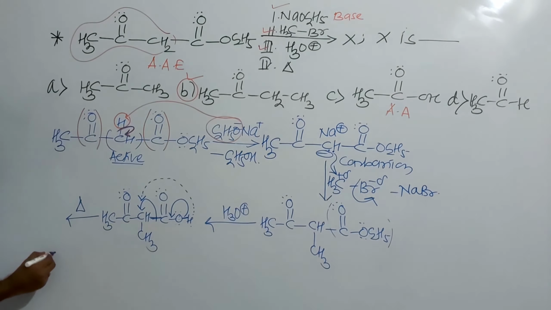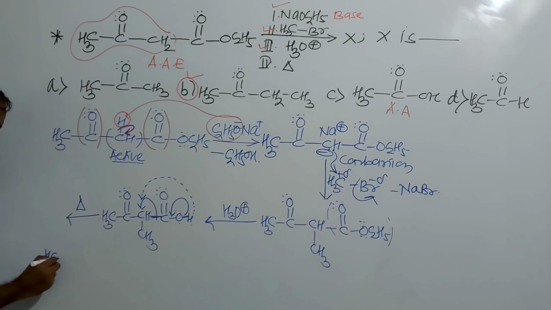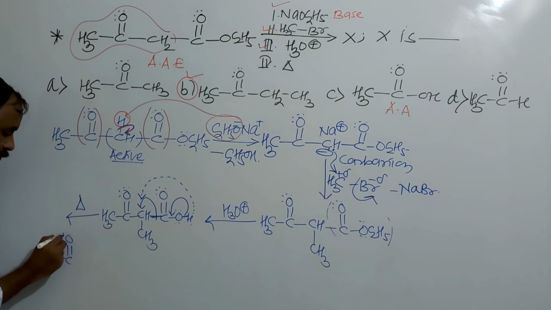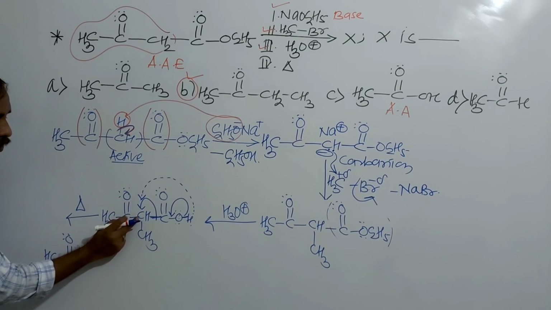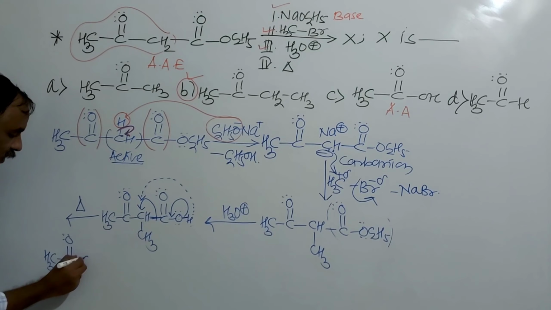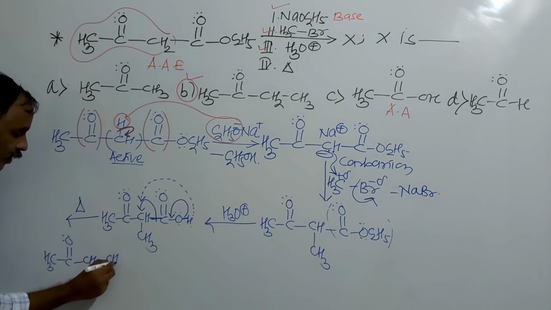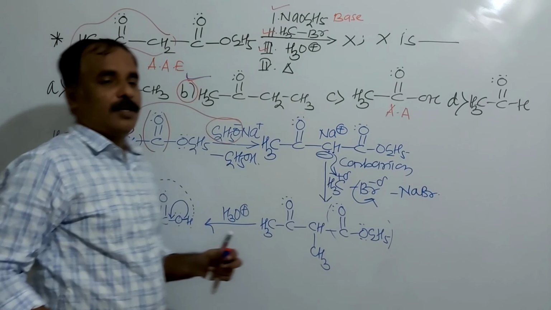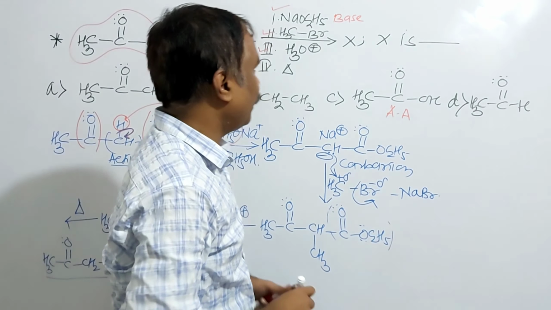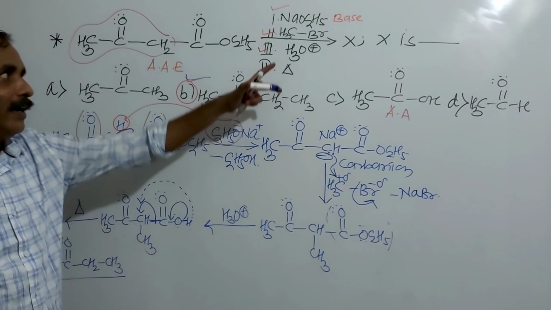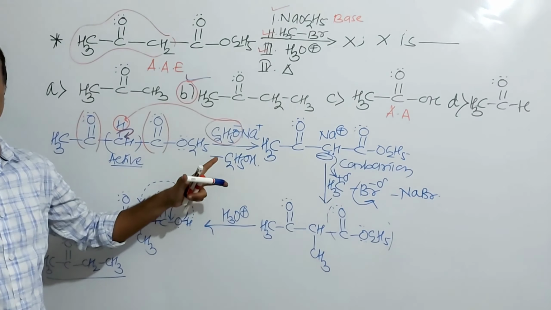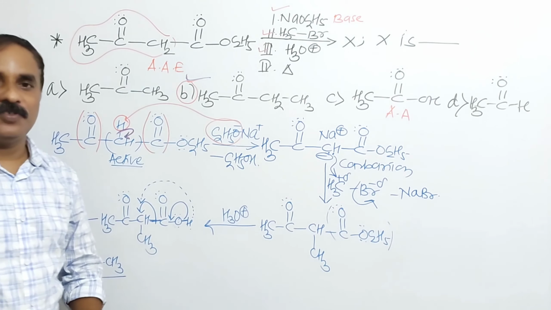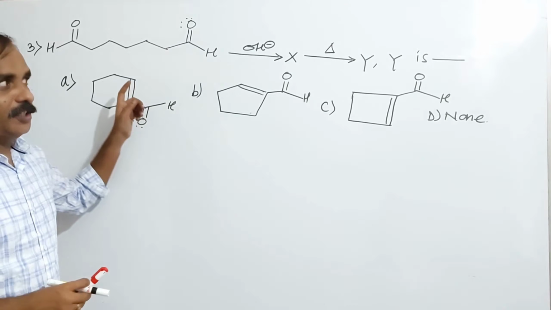So here CH3, C double bond O. Now here it will be CH, and with this hydrogen it will be CH2. And here it is CH3. So the answer is P. Ethyl methyl ketone is the product, and X is ethyl methyl ketone, 2-butanone. Isn't it?